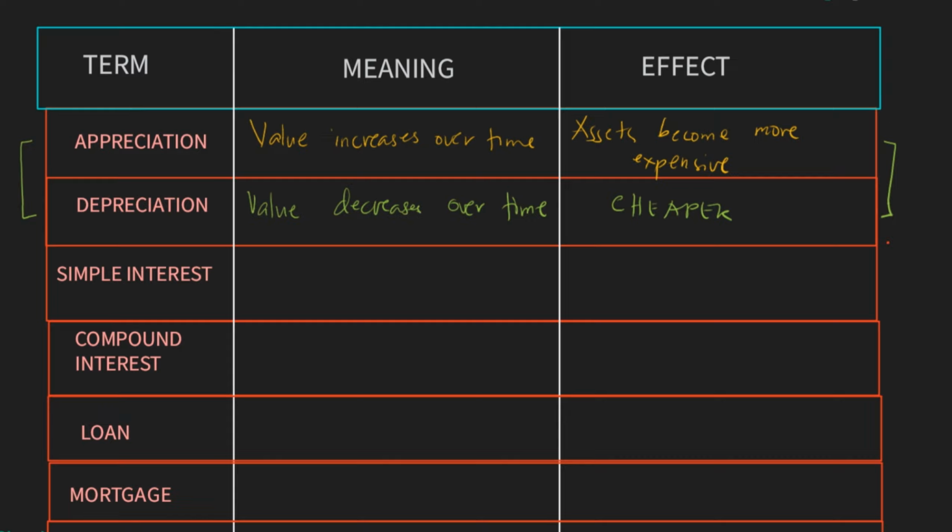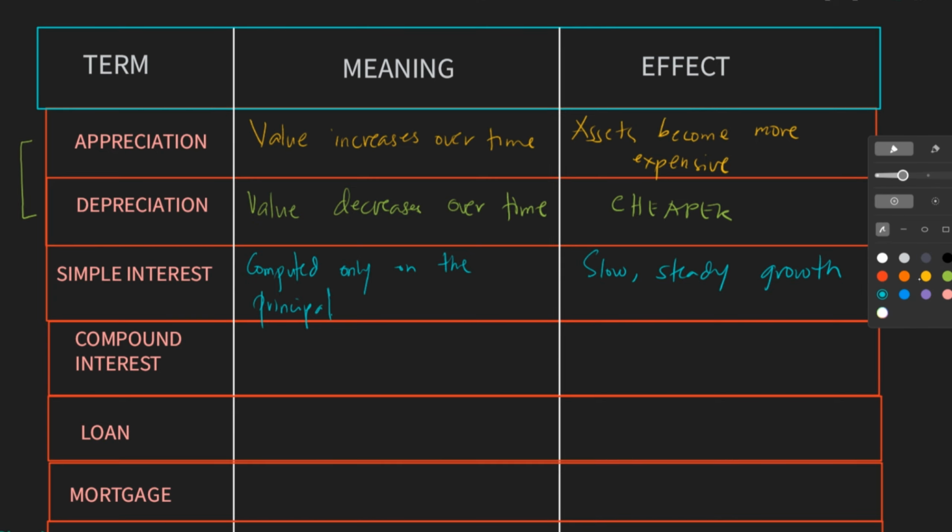Okay, let's move on. Now, what about the simple interest? For simple interest, it is computed only on the principal. So for the effect, the growth is slow and steady.